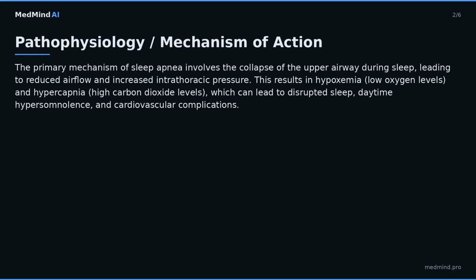Pathophysiology/mechanism of action. The primary mechanism of sleep apnea involves the collapse of the upper airway during sleep, leading to reduced airflow and increased intrathoracic pressure. This results in hypoxemia, low oxygen levels, and hypercapnia, high carbon dioxide levels, which can lead to disrupted sleep, daytime hypersomnolence, and cardiovascular complications. The obstructive mechanism is primarily due to the relaxation of the pharyngeal musculature, which causes the airway to narrow or close.